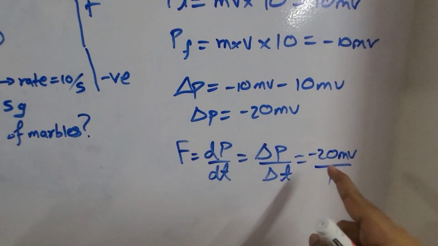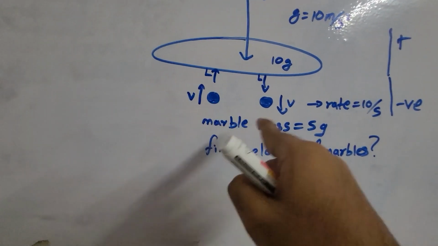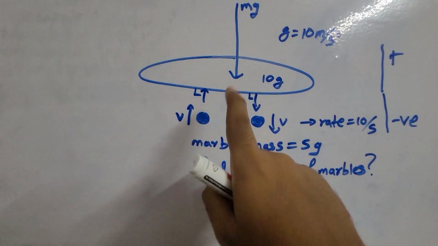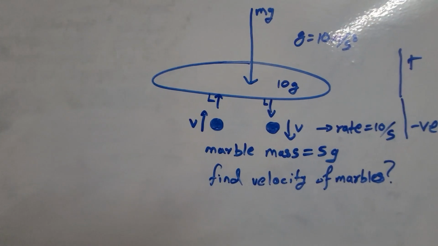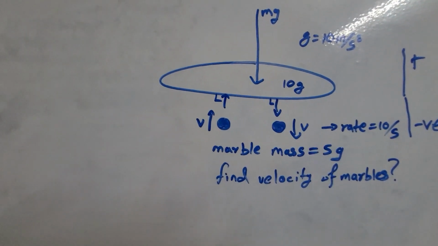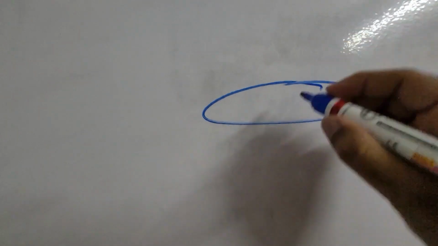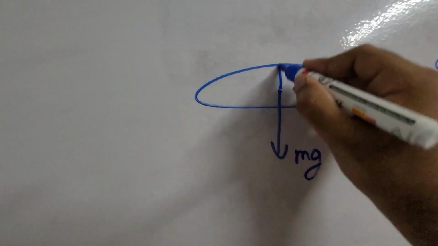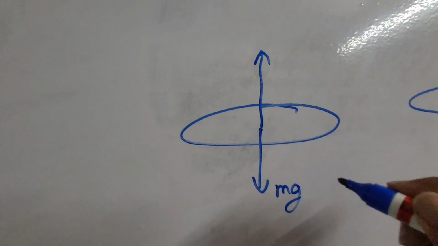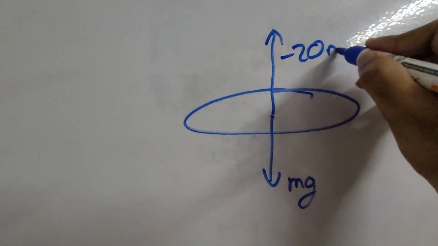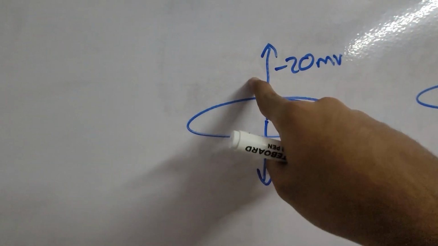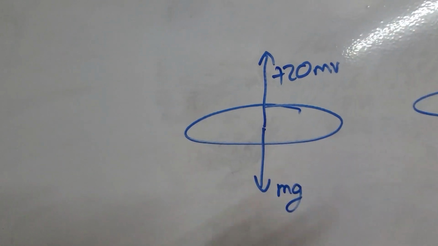So a force of minus 20 mv acts on the marbles in the downward direction, and according to Newton's third law, an equal and opposite force acts on the disc in the upward direction. So let us draw the FBD of this disc. So this is the disc. Its weight, mg, is acting in the downward direction, and a force is acting on it in the upward direction due to the marbles, which is minus 20 mv. Now since we have already given the direction of this force, let us remove the minus sign.